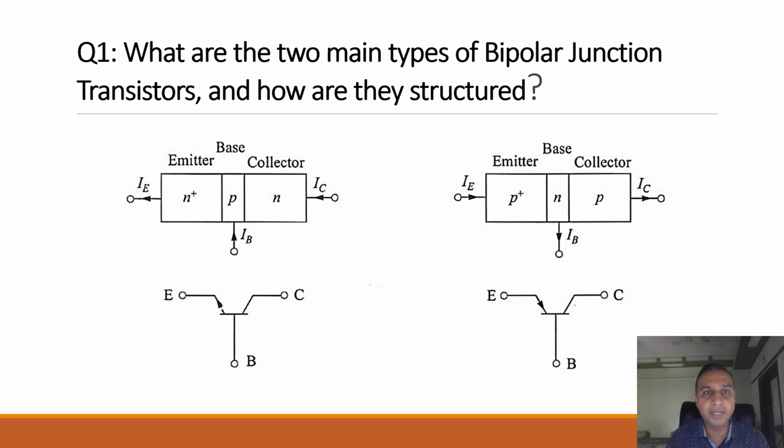There are three terminals in case of transistors. One is emitter, base and collector. In both the types, the base is sandwiched between emitter and collector.